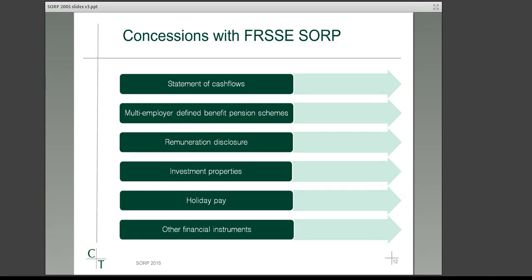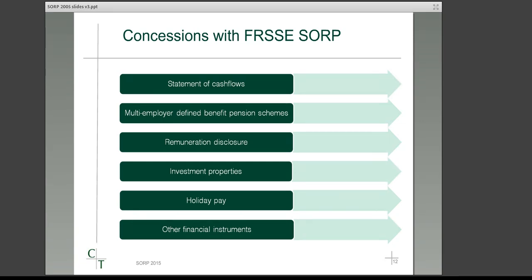The final thing to mention relates to other financial instruments. Now, another financial instrument is something such as a derivative, a swap arrangement, perhaps a forward foreign exchange contract. Not many charities have these, but where you did have these and you apply the FRS 102 version of the SORP, you would have to account for these at fair value at the end of each year and take movements to the SOFA. Fortunately, applying the FRSSE, you don't have to worry about doing this.